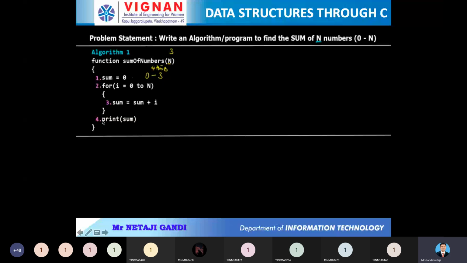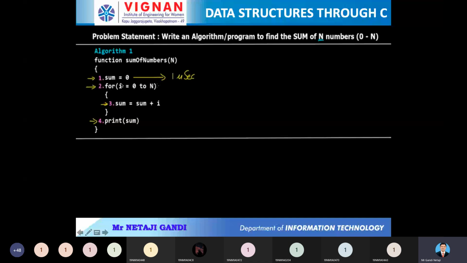First of all, suppose I want to execute only a single statement. How much time is required? This is an analysis, a rough estimation for the program. This is not exact values. Try to understand: sum equal to 0. How much time does it take to execute this instruction? The computer can execute this instruction in very little time. That's why I want to take 1 microsecond.